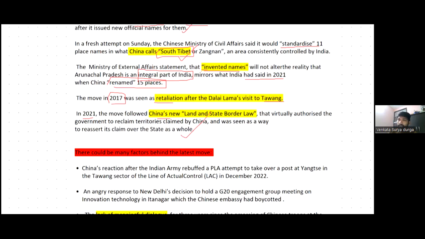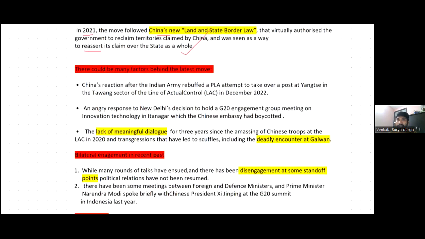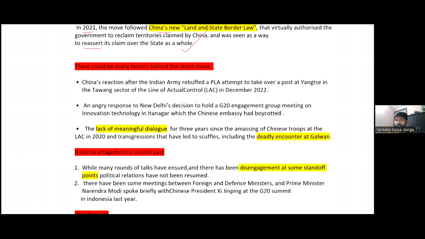So that territory is claimed by this law, the Chinese New Land and State Border Law. This provides for the reclaiming of territories which are already claimed by China. This was seen as a way to reassert its claim over the state as a whole. So China has been continuously reasserting its claim over Arunachal Pradesh.